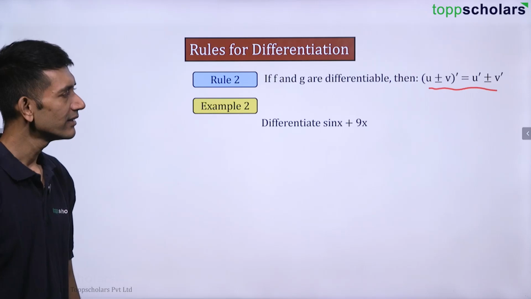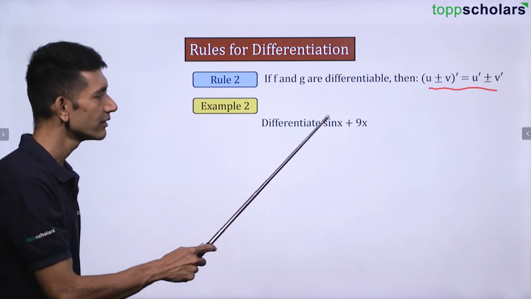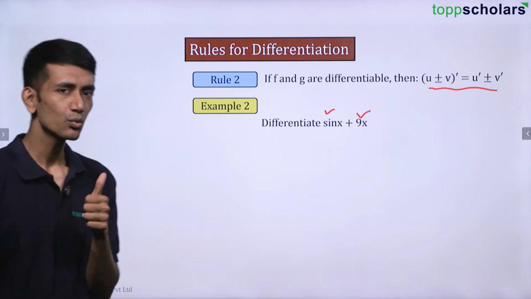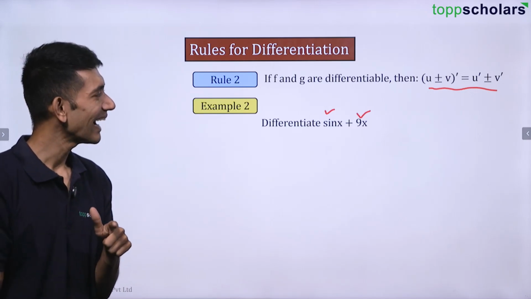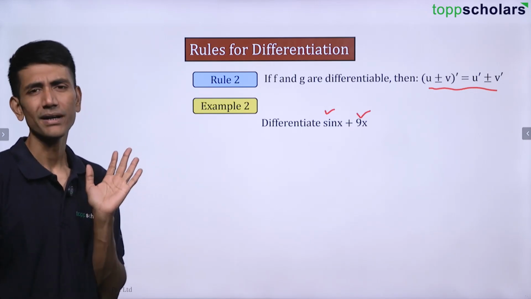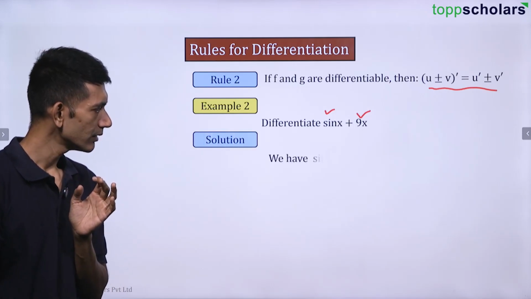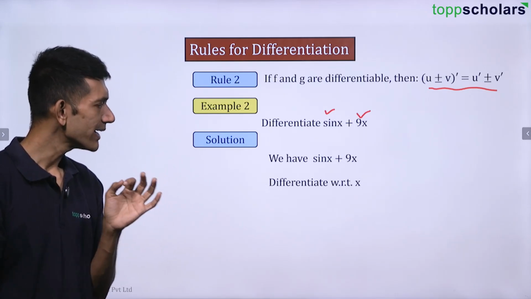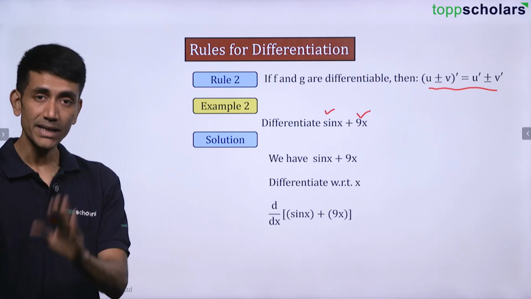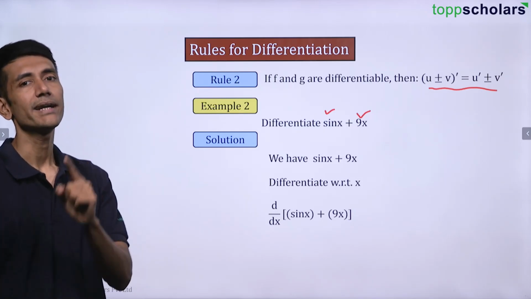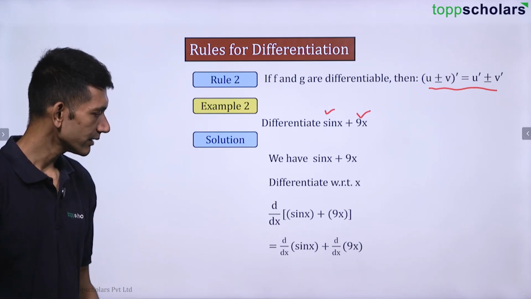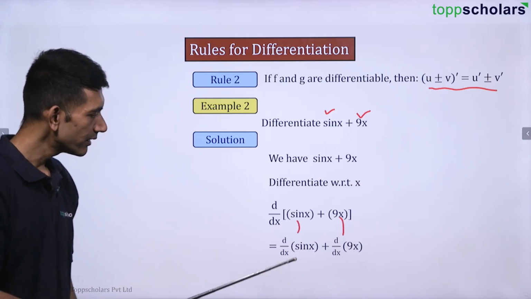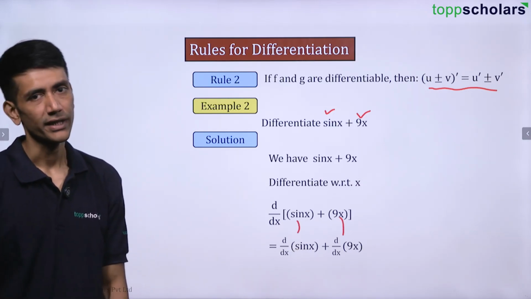So differentiate sin x plus 9x. So two differentiable functions, one is sin x, other is 9x, and we have addition in the middle. So differentiate separately and add them. Correct? So we'll say we have sin x plus 9x, differentiate with respect to x. So d by dx of sin x plus 9x. So d by dx of sin x plus d by dx of 9x. Separate that. Basically, we are separating it. The derivative of sin x is what? The derivative of sin x is cos x.